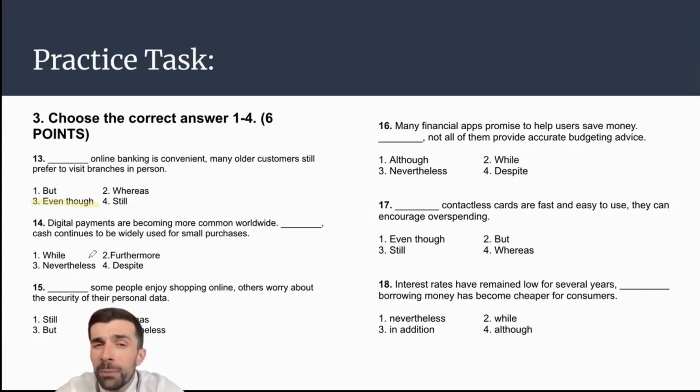Whereas works grammatically, but it doesn't work by idea. We use whereas to compare two things that don't influence each other. But here, these two things do influence each other. Take 5 minutes, work on your own, and complete the rest.